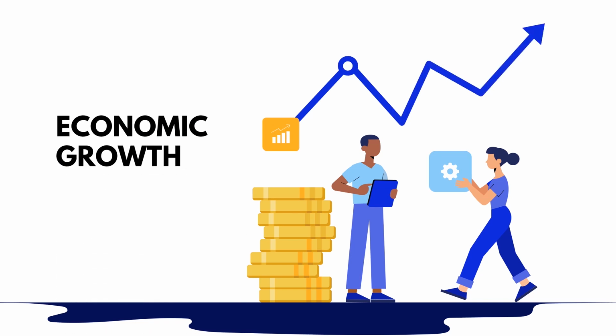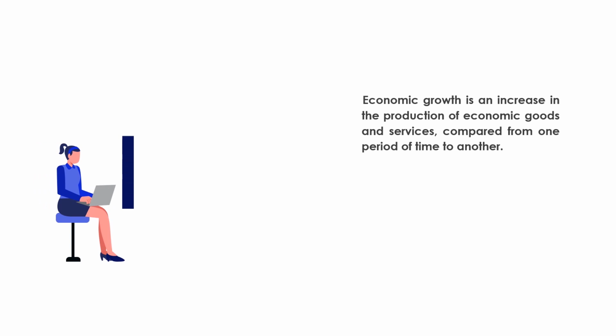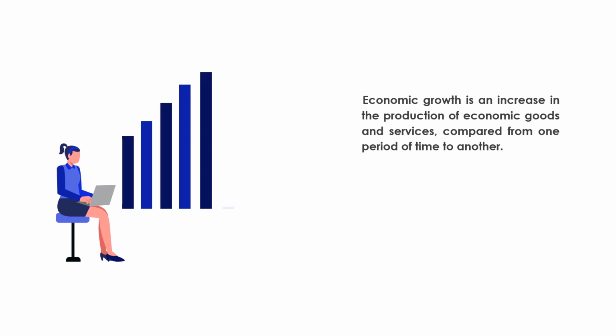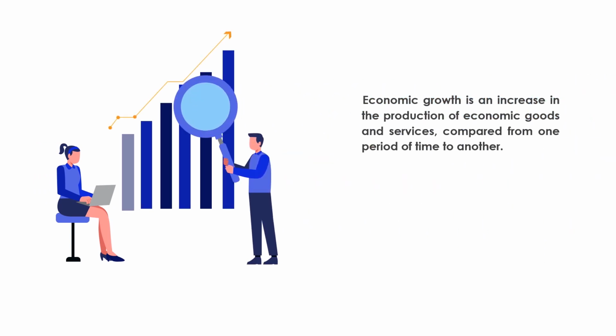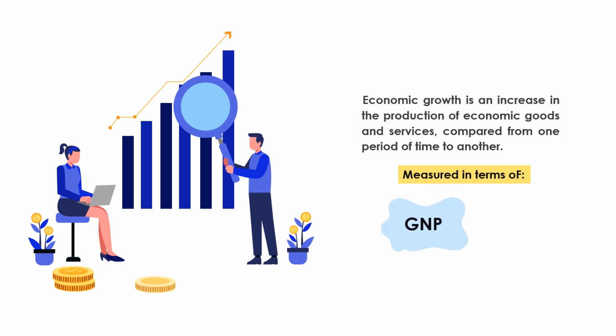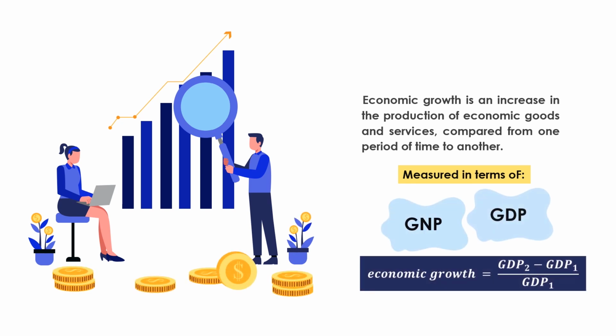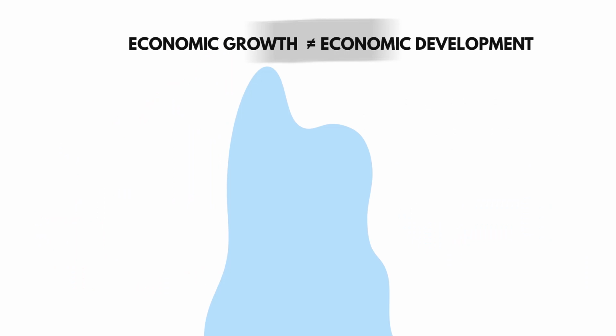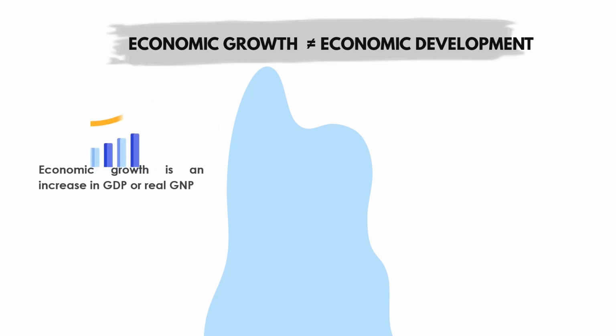What is economic growth and how can it be achieved? Economic growth is an increase in the production of economic goods and services, compared from one period of time to another. It can be measured in nominal or real terms. Traditionally, aggregate economic growth is measured in terms of gross national product, GNP, or gross domestic product, GDP. Economic growth has a different meaning from economic development. Economic growth is an increase in GDP or real GNP.